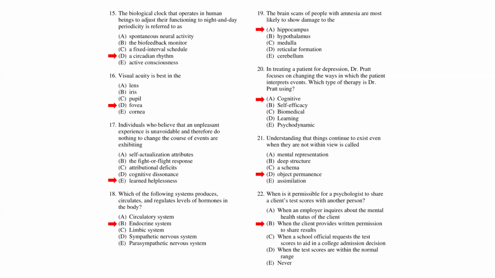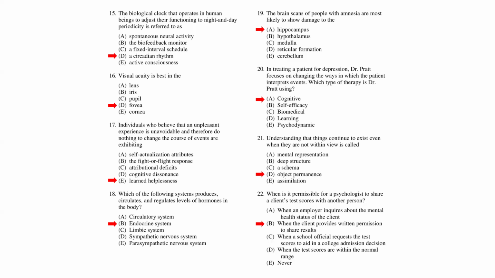Okay, so 15: the biological clock that operates in human beings to adjust their functioning to night and day periodicity is referred to as a circadian rhythm. You have probably heard of this before, but basically the reason we are able to get up in the morning is not just because of sunlight, but because our body has a certain clock that wakes us up or makes us tired around the time that we're supposed to go to sleep. So number 16, visual acuity is best in the fovea, that's the part of the eye.